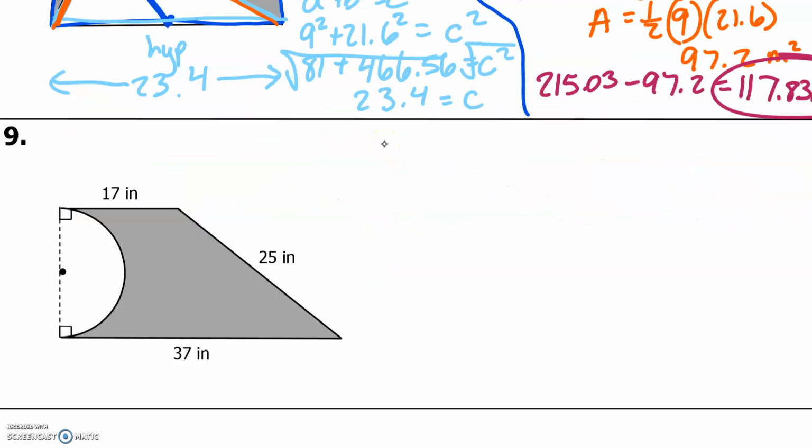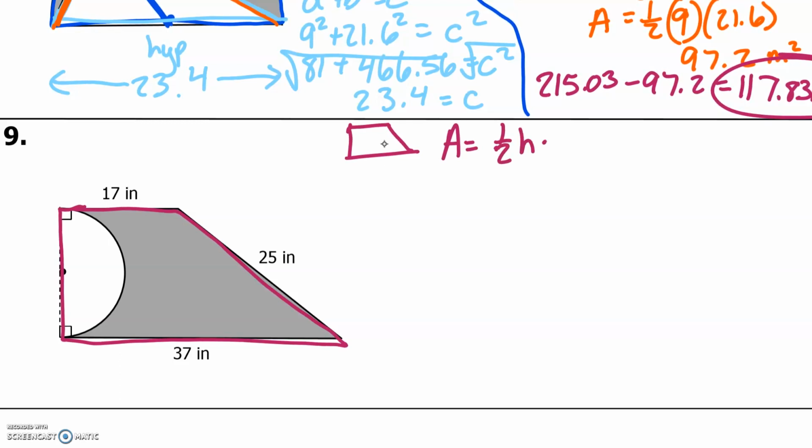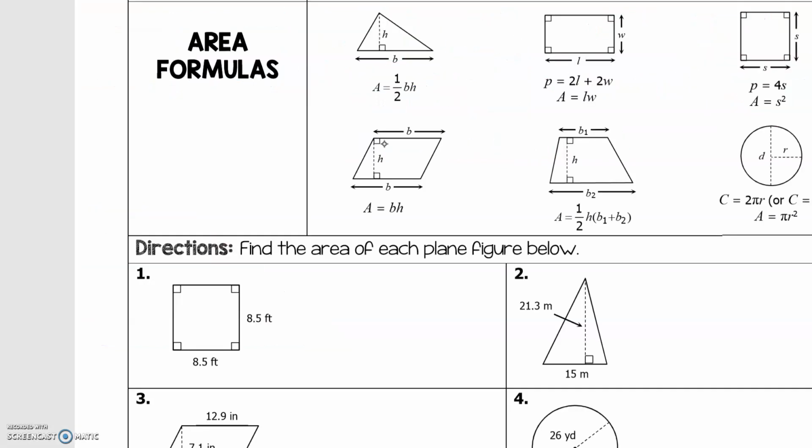Okay, here we go. We can go ahead and start with finding the area of this shape. Now, I noticed right off the bat that the large shape is a trapezoid. So if you need to look up your trapezoid formula, we need to find the area, which is 1/2 times the height times base 1 plus base 2. And if you need to reference that, it's right here.